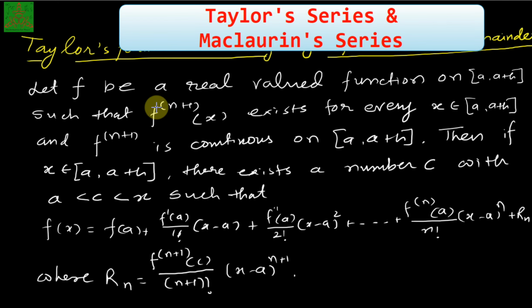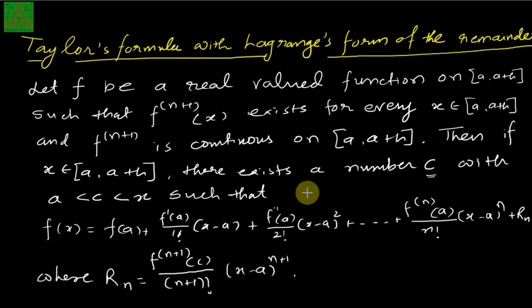That means the function has to be continuous, as well as all its derivatives up to the n plus 1th derivative should exist and be continuous. That means the function should be continuously differentiable. If your x is between a and a plus h, then there will be a c between a and x such that f of x will satisfy this condition.